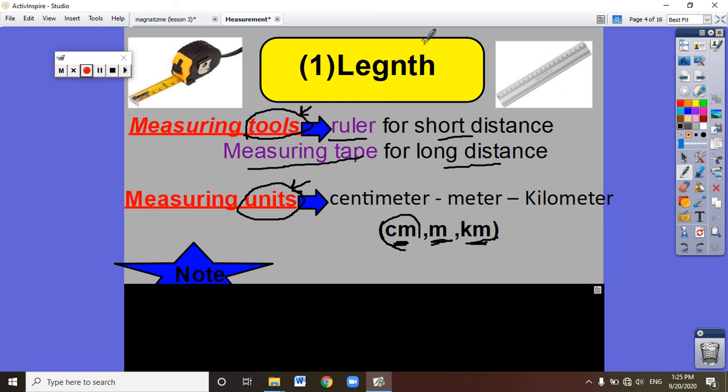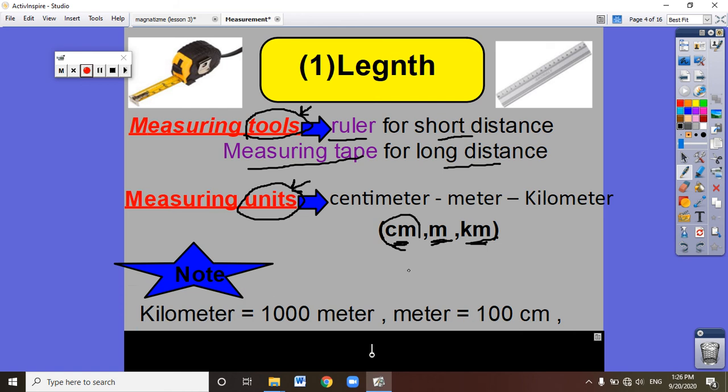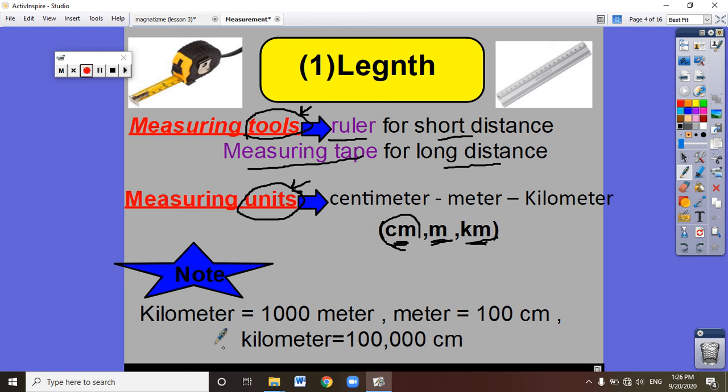Don't forget, today we took the length. The measuring tools of the length are ruler and tape. Ruler for short distance and tape for long distance. The measuring units for the length are centimeter, meter, kilometer. And don't forget, 1 kilometer equals 1000 meters, 1 meter equals 100 centimeters, and 1 kilometer equals 100,000 centimeters.